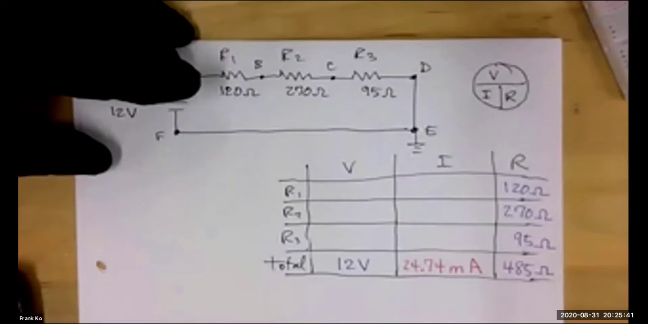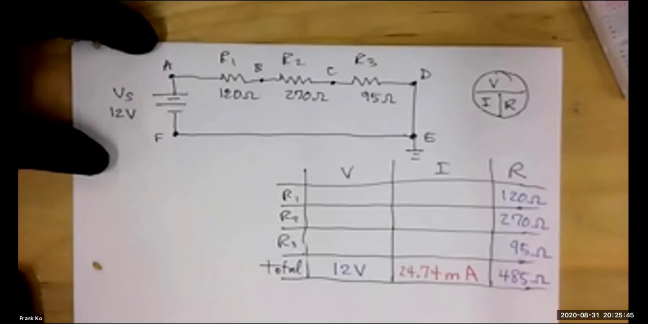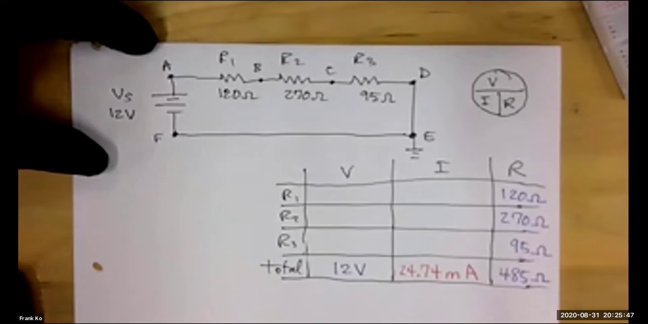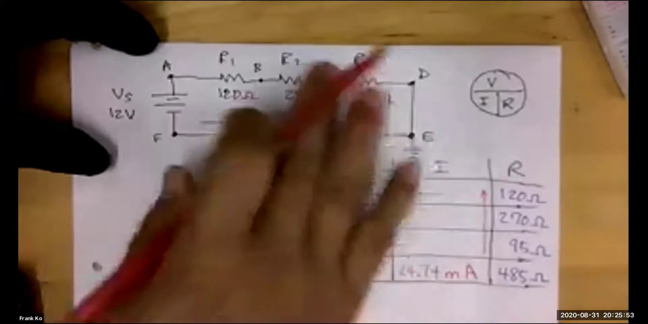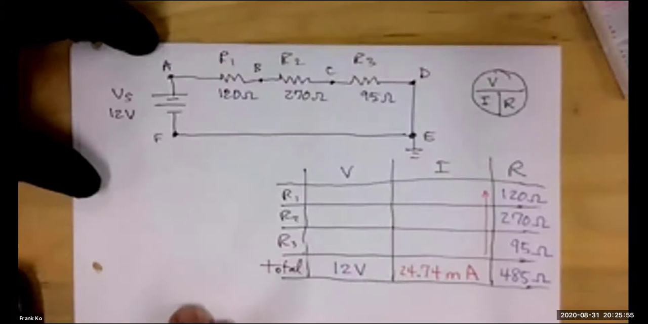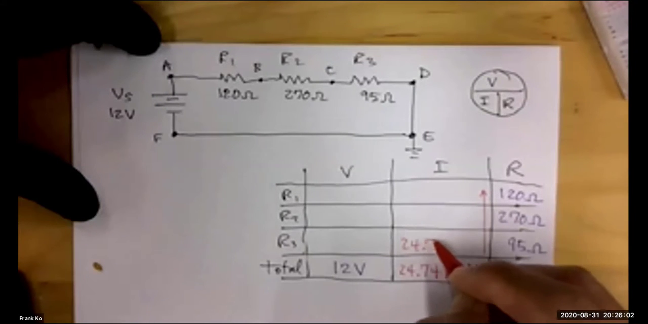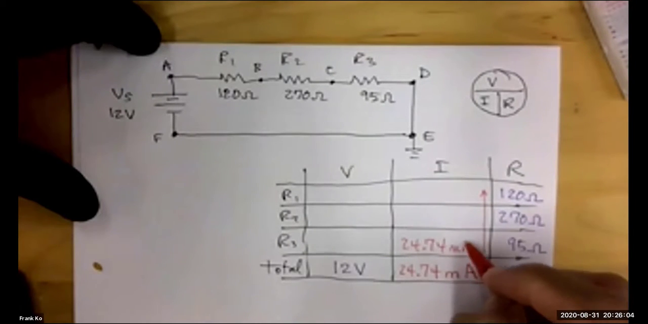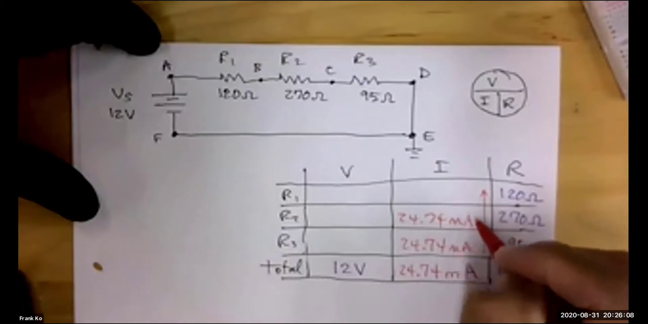Now that we agree that that is the correct value of current, what would be the next thing we would do here? Rodrigo? Fill in the rest of the currents with the same, because it's a series circuit. You would be filling in all of these cells with the same value because what do you remember is the same in a series circuit? Current is the same, right? Good job. So you can now fill this in with confidence. 24.74 milliamps right here.